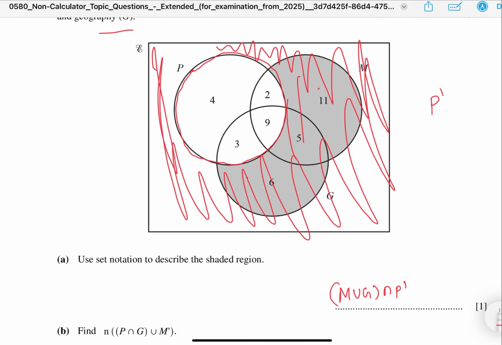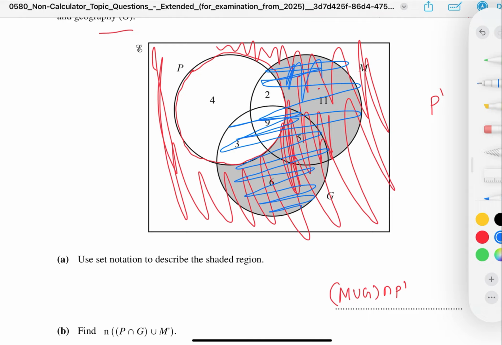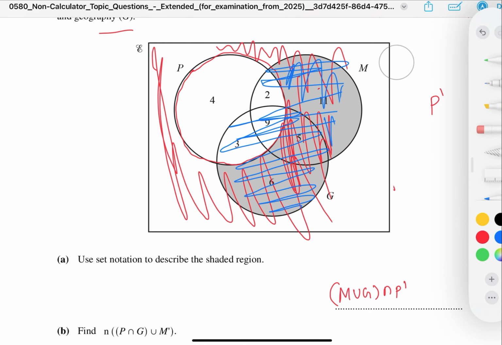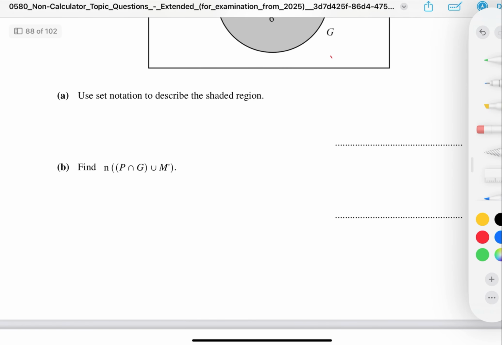Think with me, learners, right? And this complete region is coming in M union G, and the intersection of both is the shaded part. Intersection where both of their regions are intersecting. Think about it. All right. So this is the answer for this one. Let us proceed to the next part. I'm writing down the answer. So it would be M union G intersection P naught.